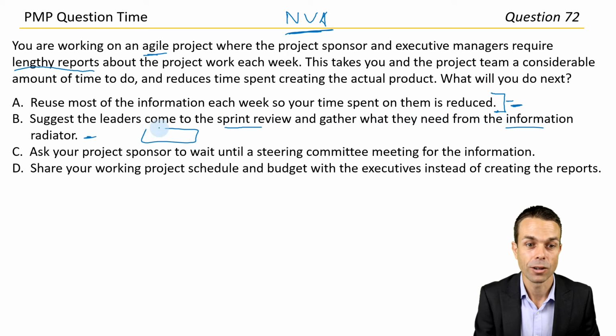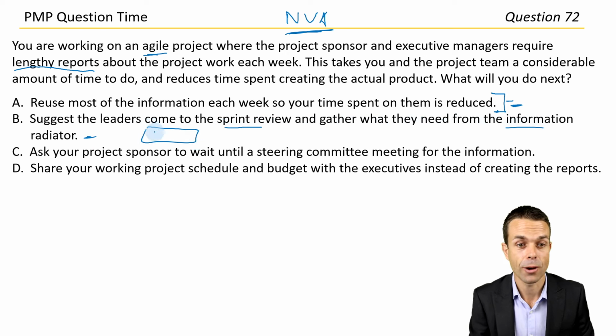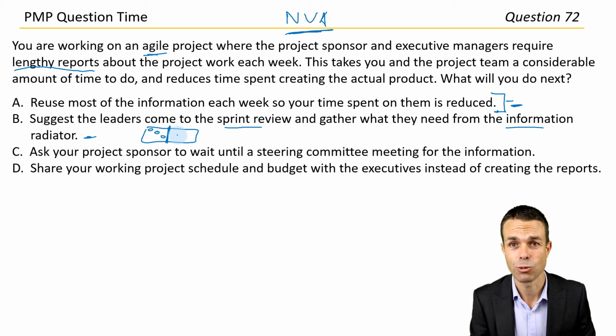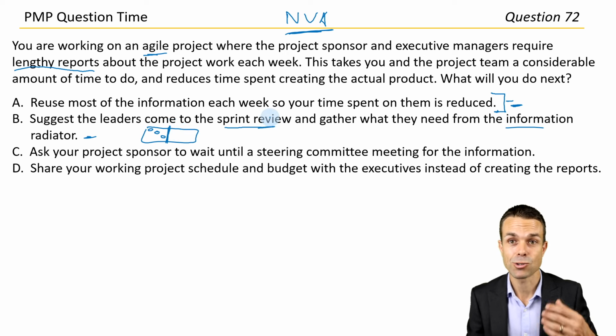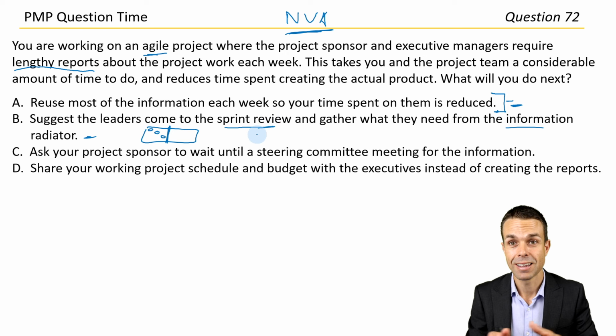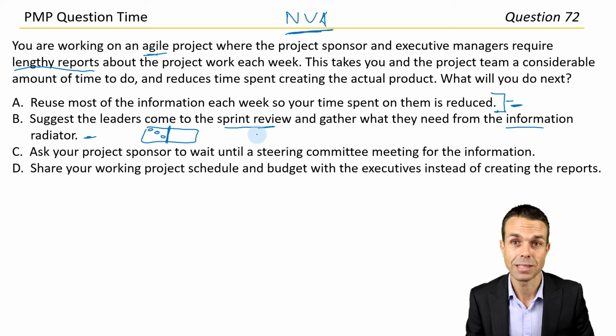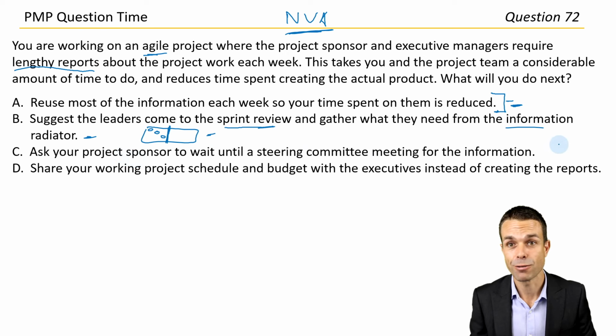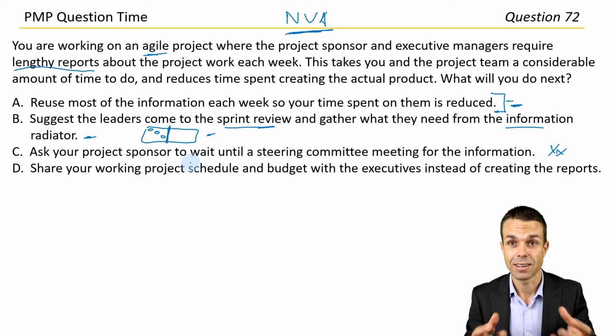That's our big, it's an open, visual, transparent area. It's got all of the items, the features that have been delivered, perhaps things like the team velocity, current team risks, maybe a burn down chart, how everything is going. They should be able to see everything there. And the sprint review is demonstrating the actual product that we've created in the last sprint. So whatever usable piece of value. I think that's probably going to be our one. Ask your project sponsor to wait until a steering committee meeting for the information. It's better if they can get it any time and get it live as well, which is what that information radiator is.